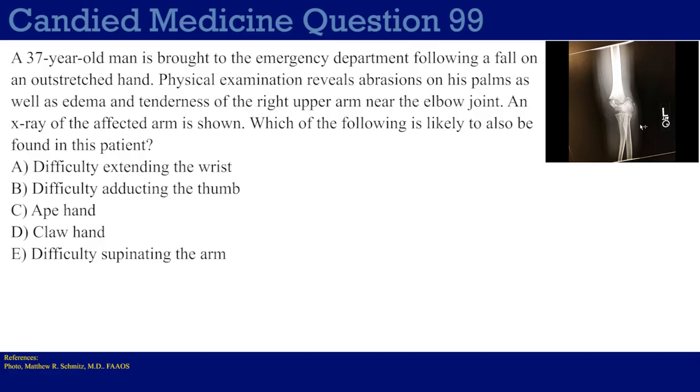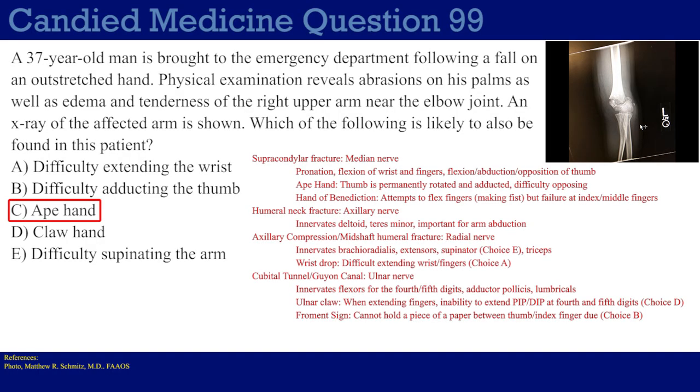As I just mentioned, the thumb in a median nerve injury has difficulties flexing, abducting, and opposing. And when you are lacking those actions, your thumb can be permanently rotated and adducted. And I guess some really old doctors used to think that this makes your hand look like a monkey's hand, and they call it an ape hand. Choice C is the correct answer.